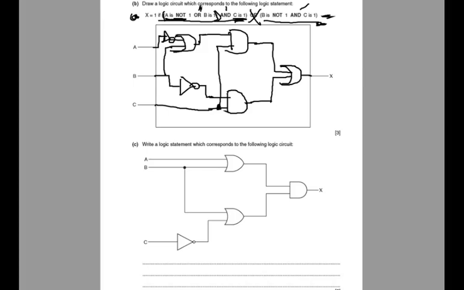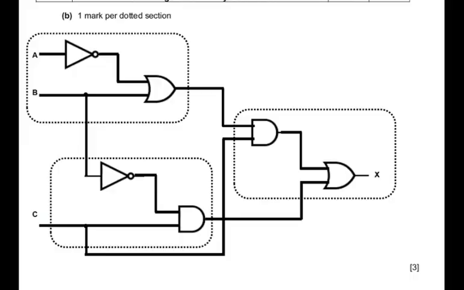So that is our diagram. Let's check the result for that. You can see here that is exactly what I've got, although obviously it's drawn a bit nicer than mine. And you get one mark per section that you get right.